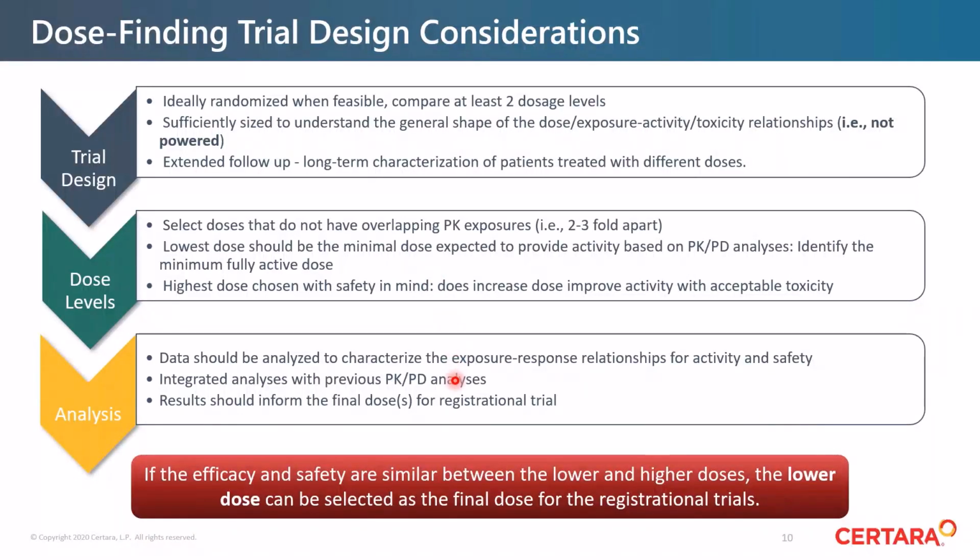Key information from this trial can be integrated with data from prior studies in order to characterize dose and exposure response relationships with efficacy. And this trial in particular should also include longer-term characterization of tolerability at the dose levels being evaluated. All being equal, that is, if the safety and efficacy are similar between the lower and the higher dosage, then the lower dosage should be selected as the final dose to be brought forward into registrational studies.